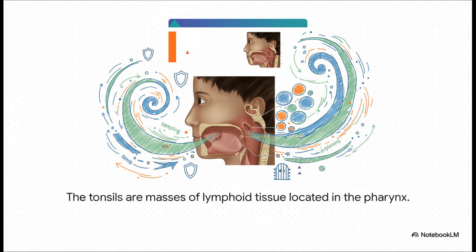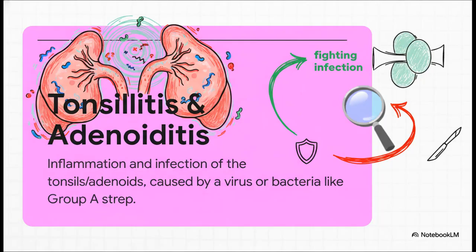As you can see, the tonsils are positioned strategically right at the entrance to our respiratory and GI tracts. They are the immune system's frontline soldiers, the bouncers at the door, sampling everything that tries to come in. Now, this inflammation is just the body's natural response to fighting an infection. It means the tonsils are doing their job. But when these infections become chronic, or the tonsils get so big they block the airway, they become more of a problem than a solution. And that's when a tonsillectomy becomes necessary.